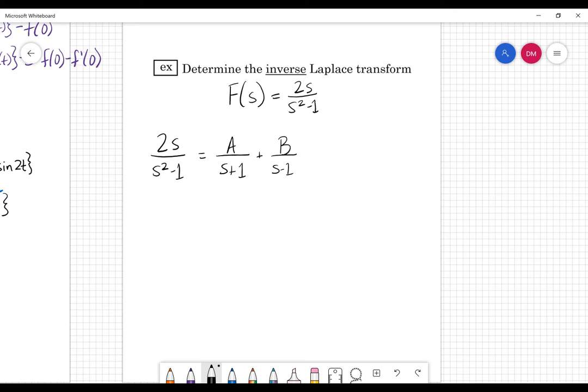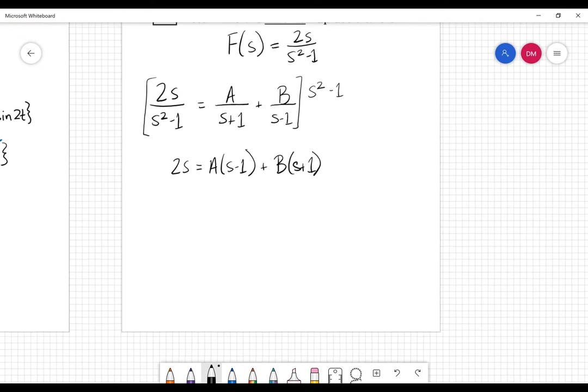inverse transform on. The method of partial fractions says we take this whole thing and multiply by our lowest common denominator, s squared minus 1, so that on the left side we eliminate that denominator altogether. On the right-hand side, distributing it, I'll have A times s minus 1 plus B times s plus 1. And we have to solve for A and B.